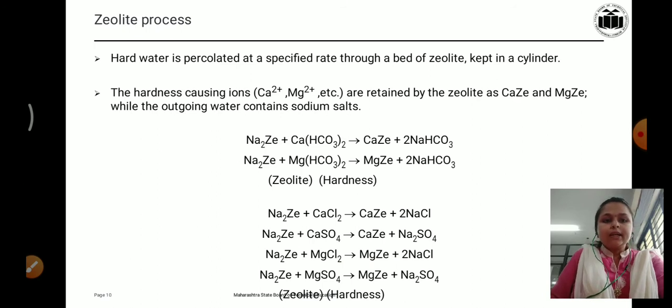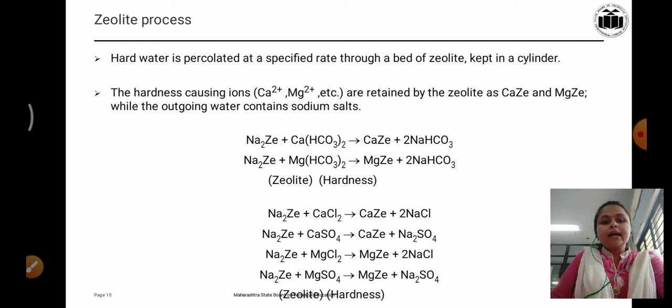When the water enters this zeolite process, the calcium and magnesium ions are replaced with sodium ions. In the first reaction, we can see this sodium zeolite reacts with the calcium bicarbonate present in the hard water, and this Ca is replaced with Na, and CaZe and sodium bicarbonate are formed. In the second reaction, we can see this sodium zeolite reacts with the magnesium bicarbonate, and MgZe is formed by replacing the sodium, and this sodium reacts with the bicarbonate and forms sodium bicarbonate.